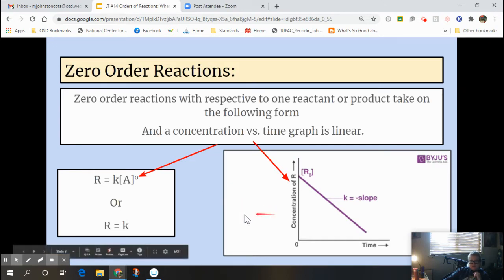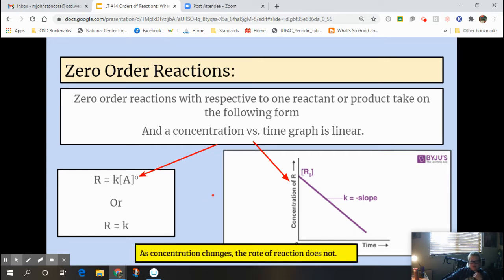And the nice thing here is, since it's already linear, the rate constant is going to be the slope, negative because the amount of reactant is decreasing over time. So the function for this graph here is going to be almost the exact same thing as the rate equation, because the amount of reactant that is changing over time will not change, the rate does not change. Let's look at some example data. I'll say that again, as concentration changes, the rate of reaction does not.